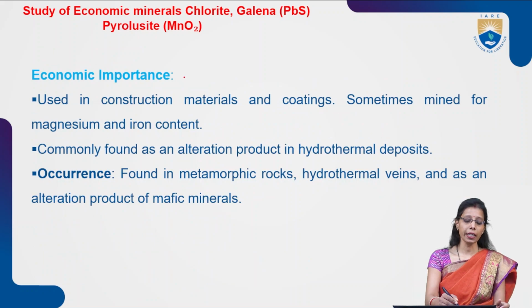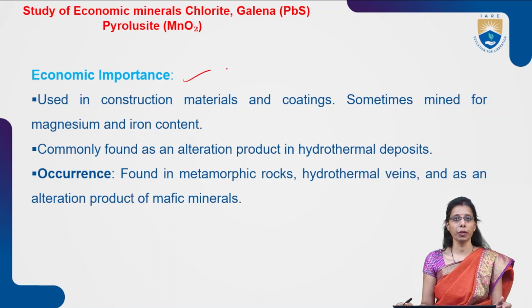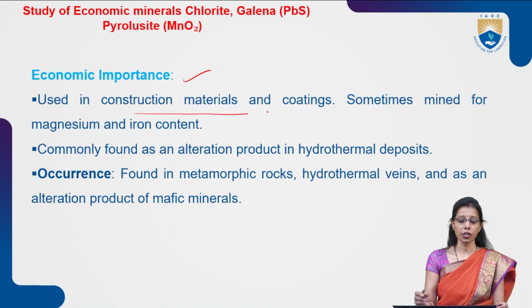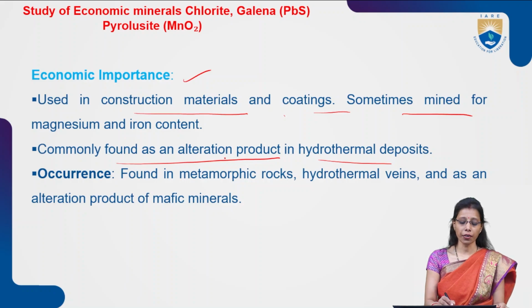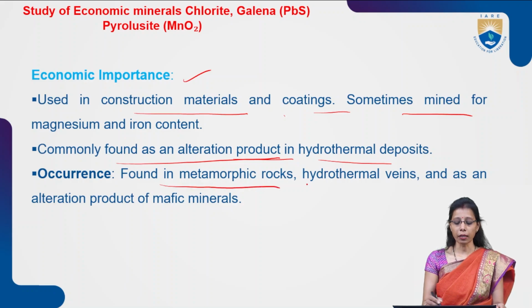Now the economic importance. As we are discussing economic minerals, it has a major economic importance in industry. It is used in construction materials and coatings, sometimes mined for its magnesium and iron content, and commonly found as an alteration product in hydrothermal deposits. As for occurrence, it is found in metamorphic rocks, hydrothermal veins, and as an alteration product of mafic minerals.